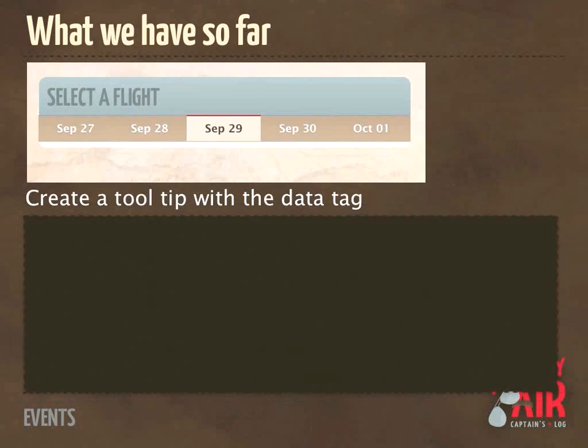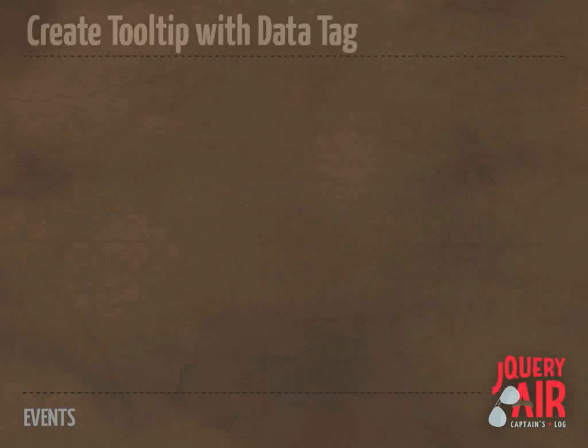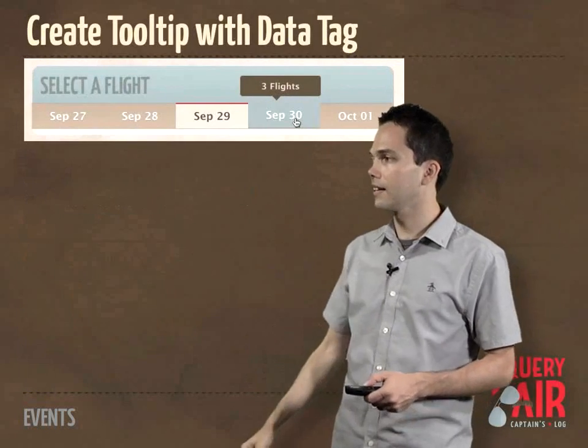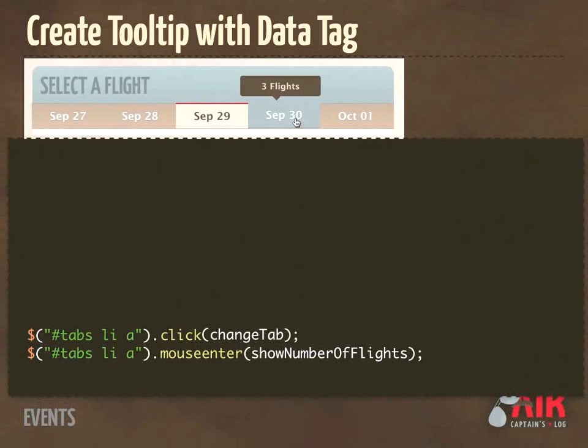Next up, we're going to use that data flights attribute so that we can create a tooltip. So when we hover over each of the tabs, it'll show us how many flights are available for that date. We want the tooltip to look a little bit something like that, so let's take a look inside of our code. You can see here we have our normal click event. We already went over that. We're also going to add a mouse enter event, which we'll call the show number of flights function, and a mouse leave event, which calls the hide number of flights function.